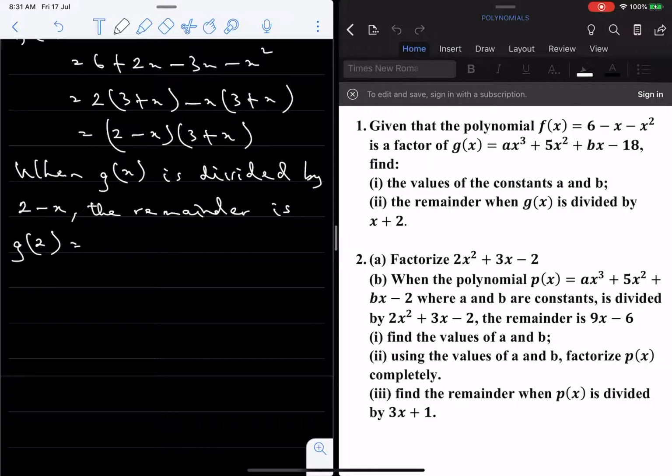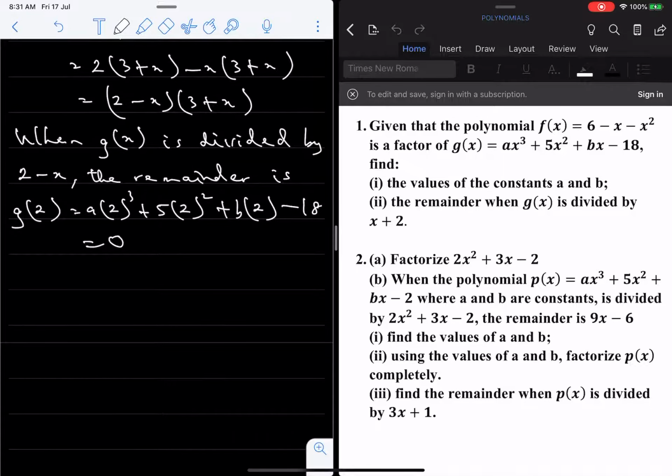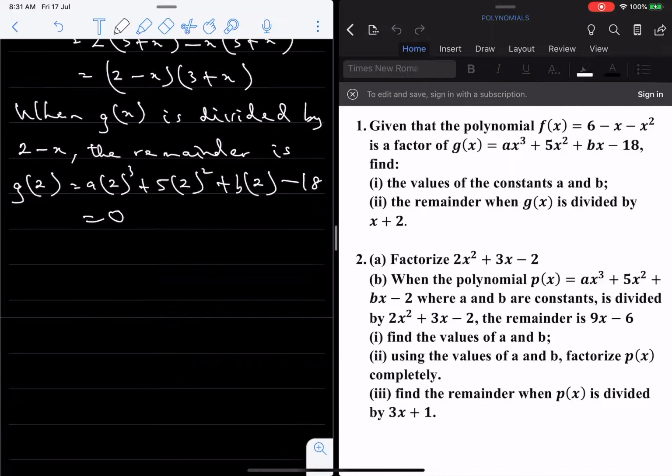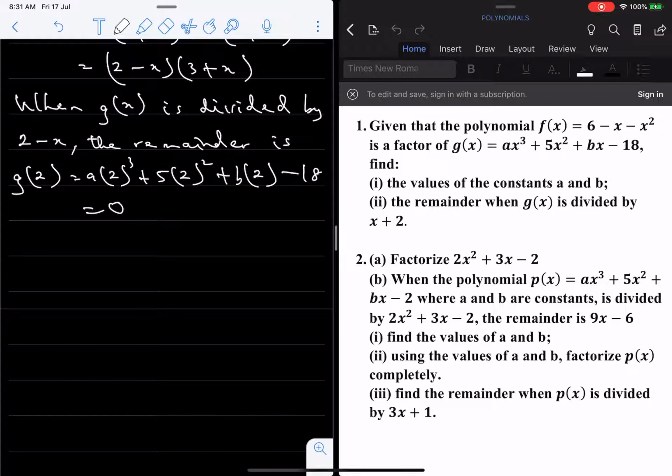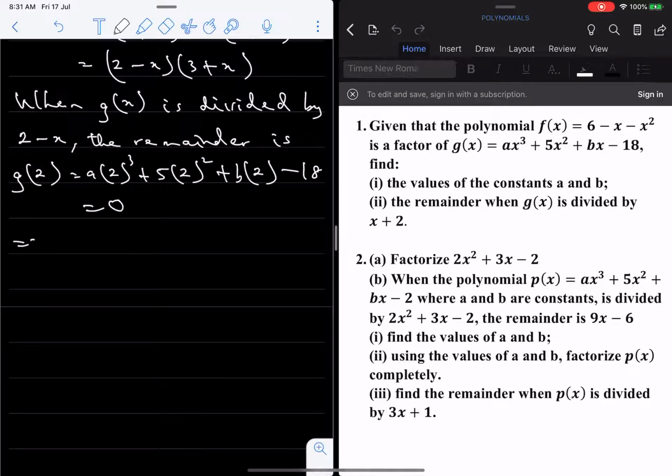And g of 2 is the same as a times 2 cubed plus 5 times 2 squared plus b times 2 minus 18, and that's going to be equal to 0 because 2 minus x is a factor of g of x. So g of 2 is 0, and that simply means 2 cubed is 8.